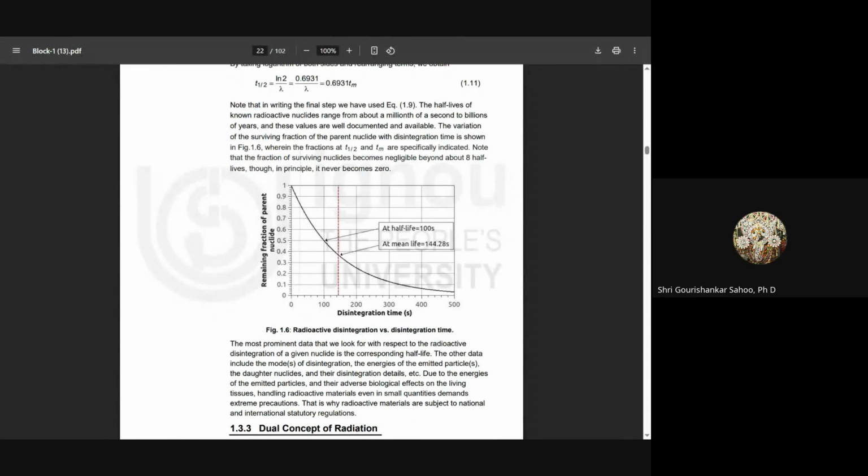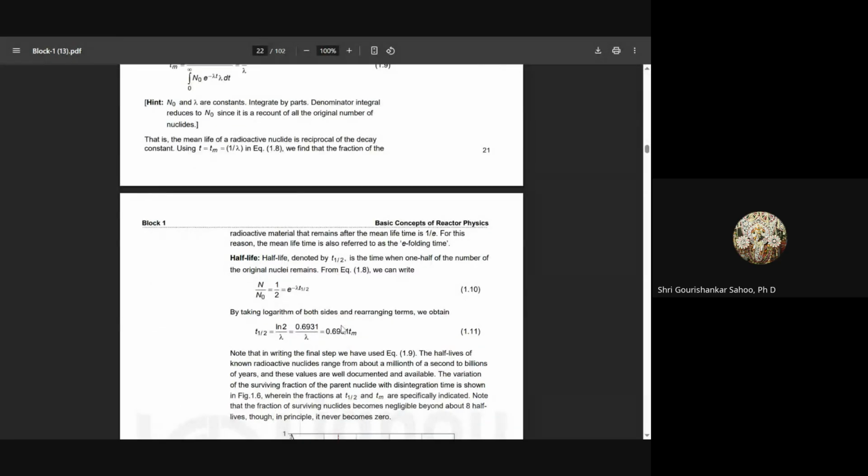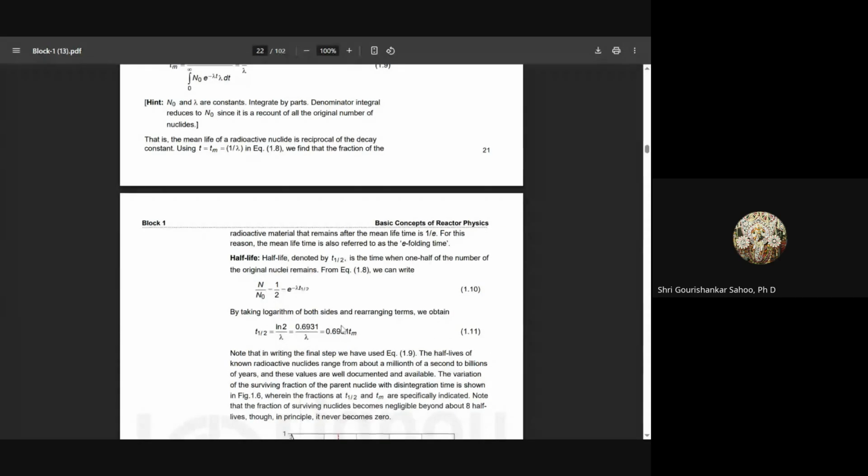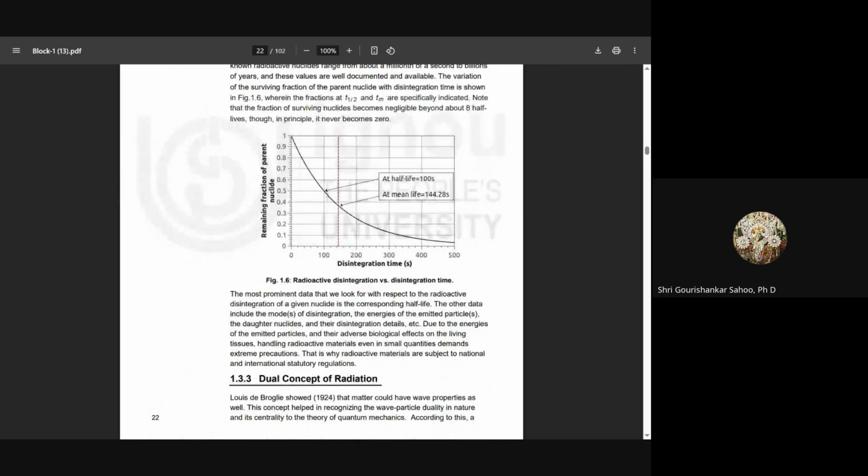Then radioactive disintegration versus disintegration time: the remaining fraction of the parent nuclei on the y-axis, disintegration time on the x-axis. This is an exponentially decaying curve because you can see that N by N0 equals e to the power minus lambda t, and at half-life it is 1 by 2. So t half is equal to ln 2 by lambda. So it is an exponential curve.